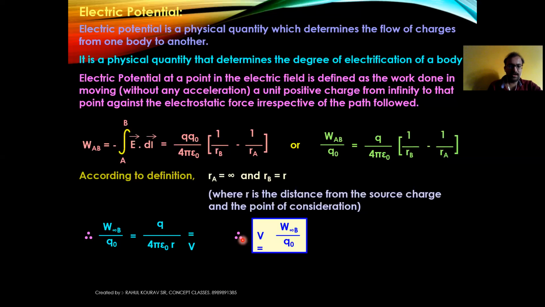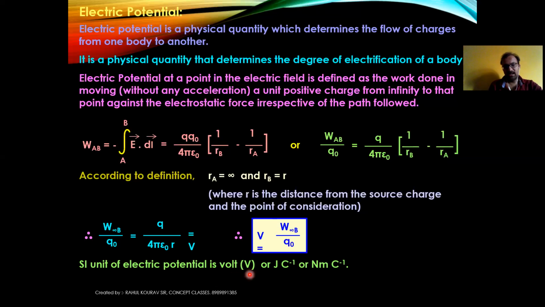So this can also be written as V equals W from infinity to B by q naught. The SI unit of electric potential is volt, or joule per coulomb, or newton meter per coulomb. Right, so this will be covered up to this slide.